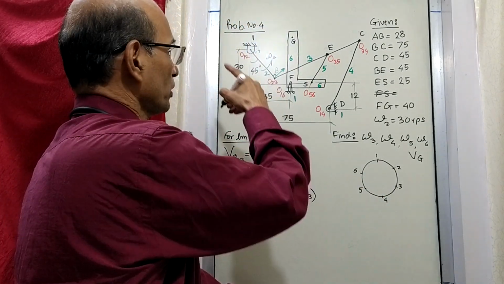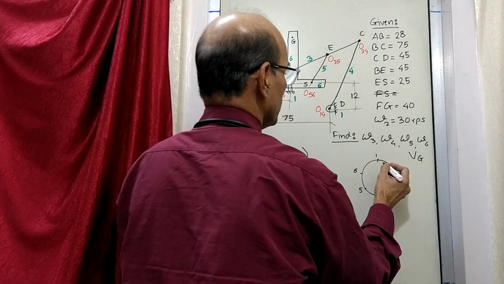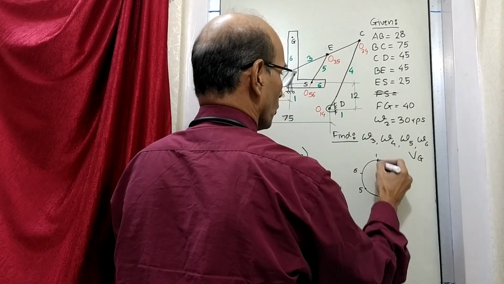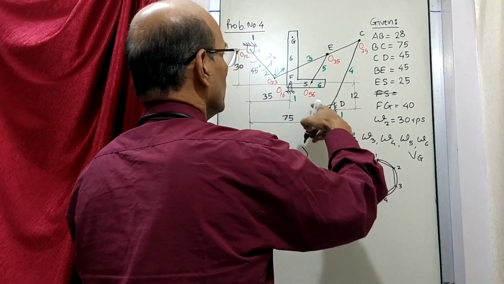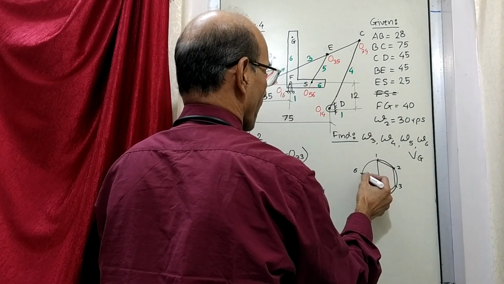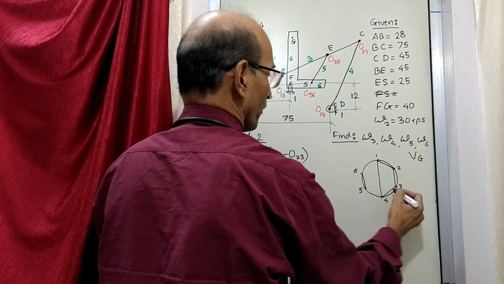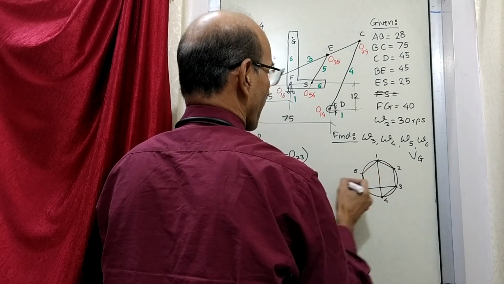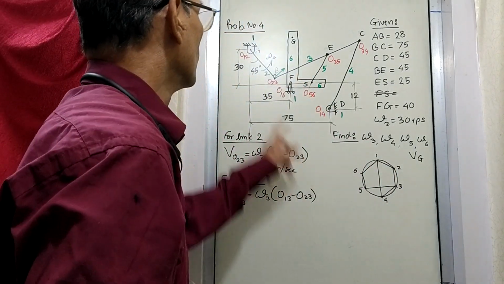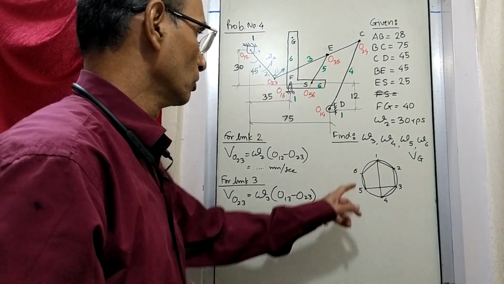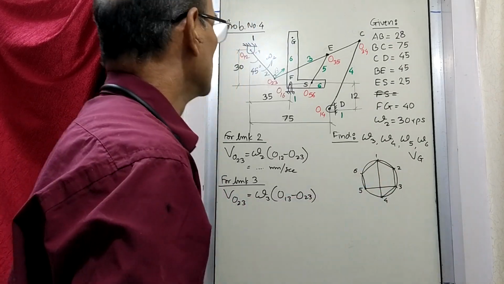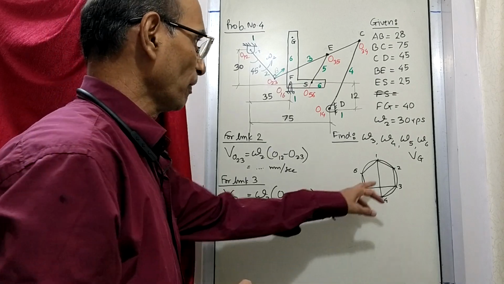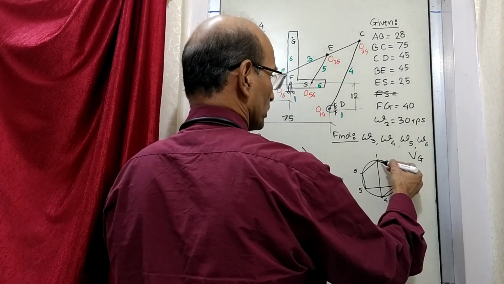Okay, so whatever centers we know, those lines we join. So O12 is there, O23 is there, O34 is there, O14 is also there. Then there is O56, there is O35, there is O16. These centers are known. 1, 2, 3, 4, 5, 6, 7. Okay, now for finding out O13, so let's join 1 3.